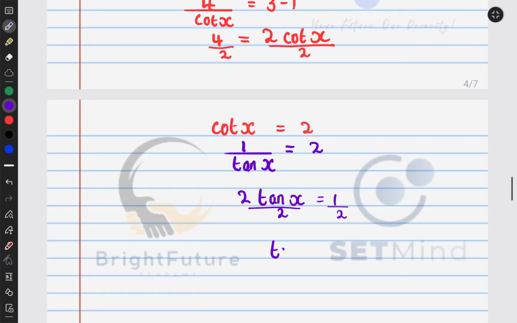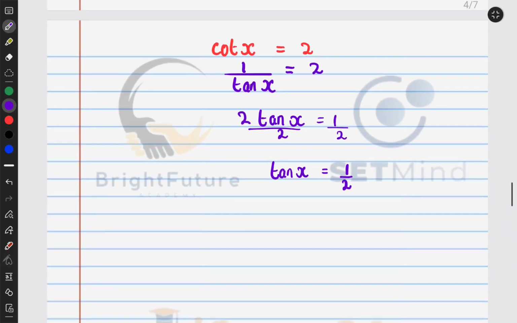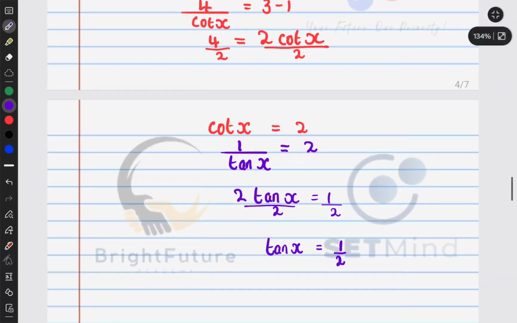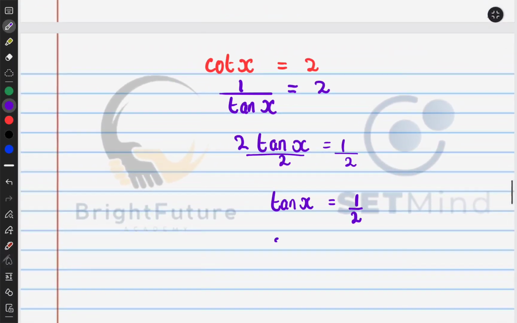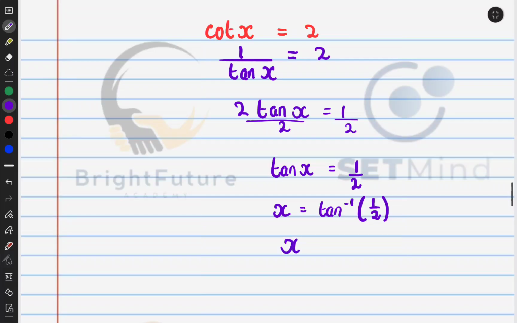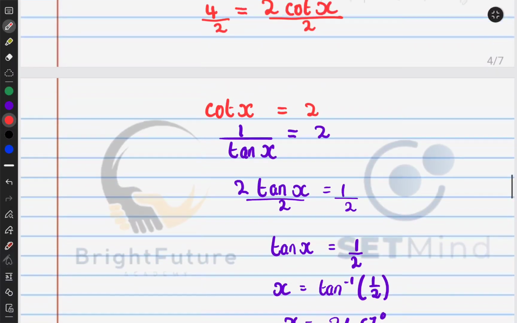Therefore tan x is equal to 1 over 2. Then to solve for x, we need to take tan to the other side. Therefore x is equal to tan inverse of 1 over 2. Punch this in your calculator, tan inverse of 1 over 2 gives us 26.57 degrees, which is between 0 and 90 degrees. So it makes total sense.